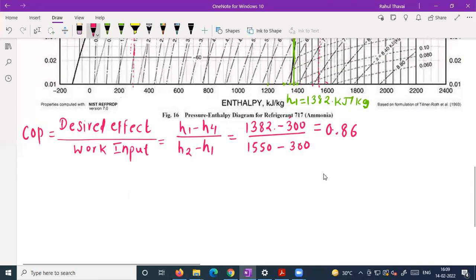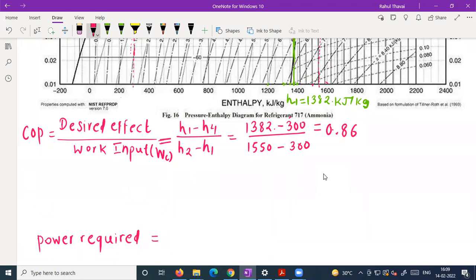So that is nothing but work input, which we already calculated. That is 1550 minus 300. That value is already there, but it is in kilojoule per kg. So I'll just write down: work consumed by the compressor is WC, which we already calculated. Now how to calculate power required? Power should be in kilowatt, that is kilojoule per second.